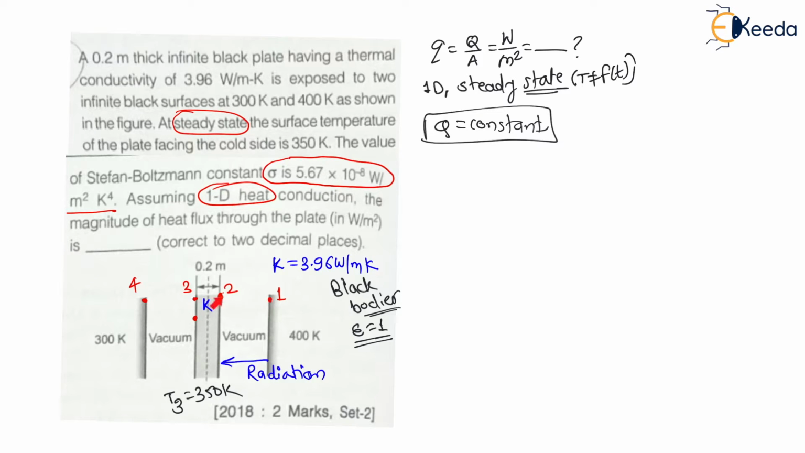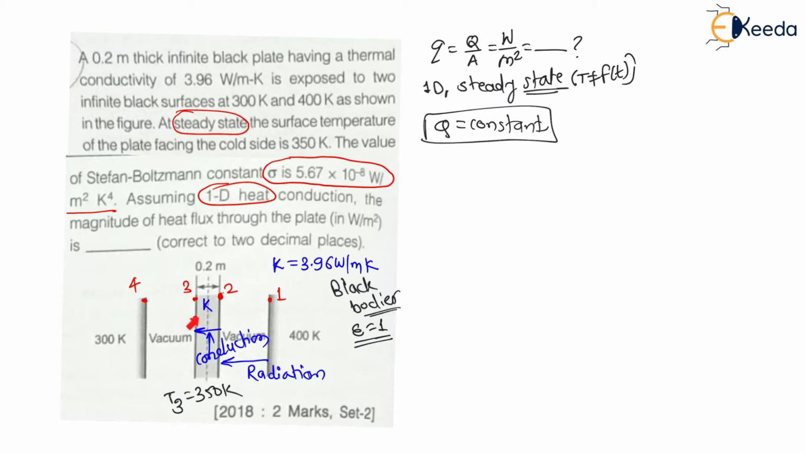Now again, from 2 to 3, there is a black plate, right? It is a plate. Therefore, in solids, there will be a conduction. Means, my dear students, between 2 to 3, there will be a conduction heat transfer, right? Therefore, from 2 to 3, the mechanism of heat transfer will be conduction here.